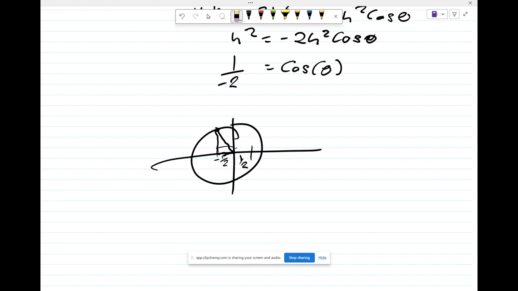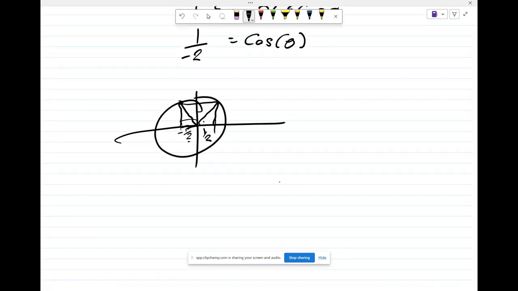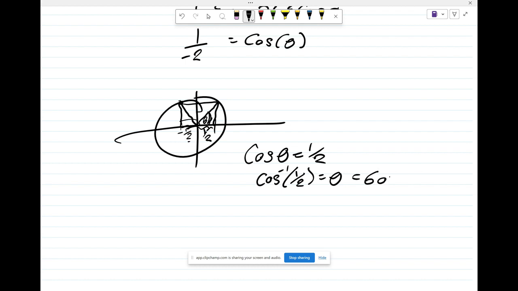So our point's here, we're trying to find this angle here. How are we going to find that? Well, think about the 2 points that are shared. So they both have a half and a minus 1/2. If we can find this angle here, then we can do 180 minus that angle. So let's find this angle here. How are we going to find that angle? Well, if we know cos theta is equal to 1/2, we can do cos inverse 1/2 is equal to theta.